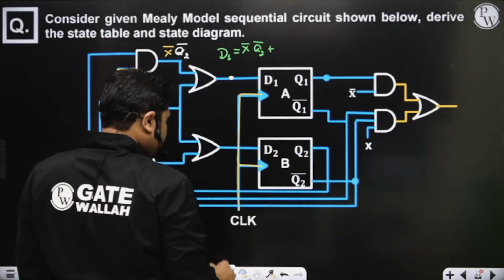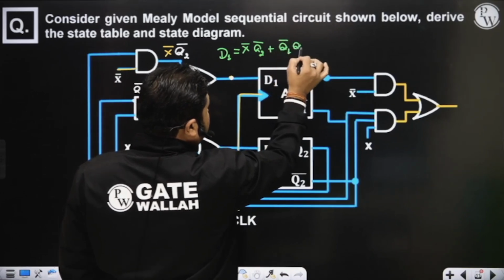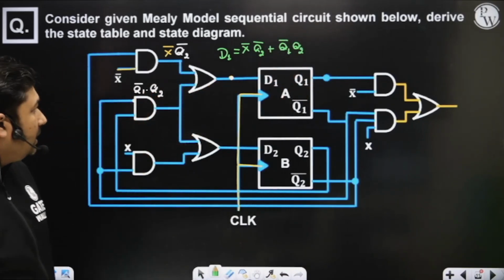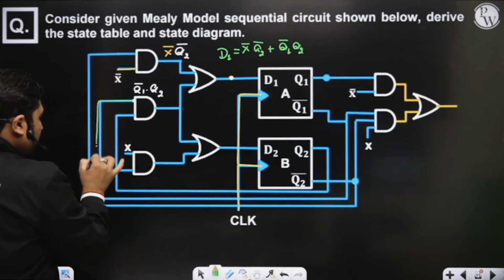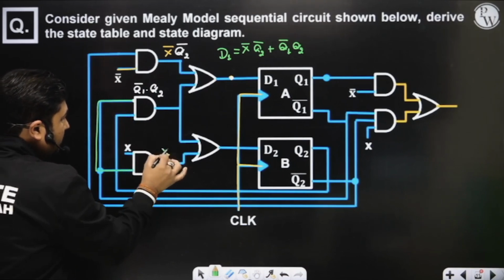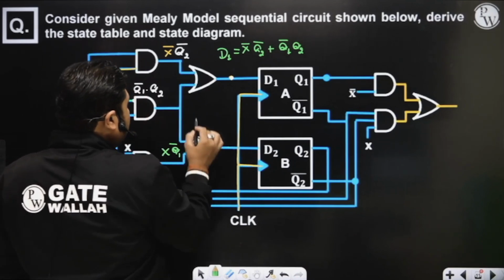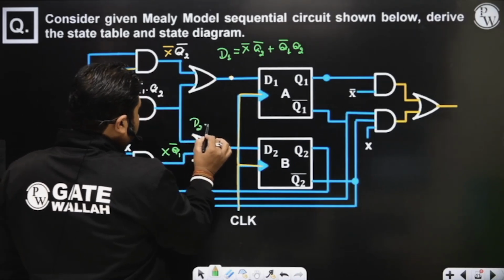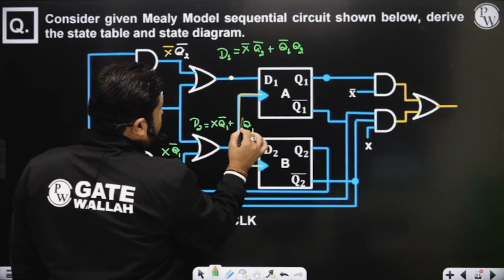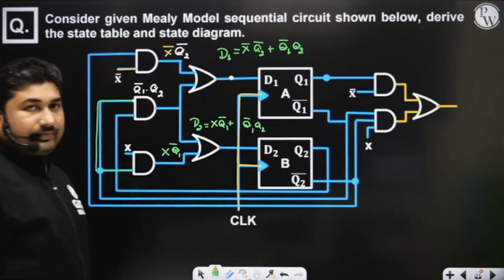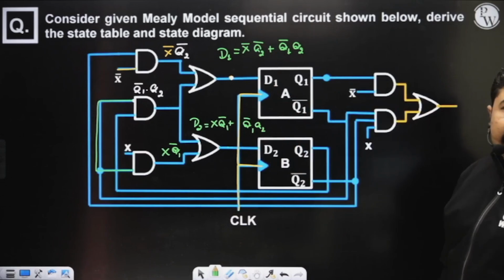Now please observe here, Q1 complement Q2. Now come to the next one. This one is Q1 complement. So same is available here. So X Q1 complement. It means what is at D2? At D2 we are getting D2 equals X Q1 complement plus Q1 complement Q2. Is it okay? So we can easily analyze the inputs to flip-flop A and B.